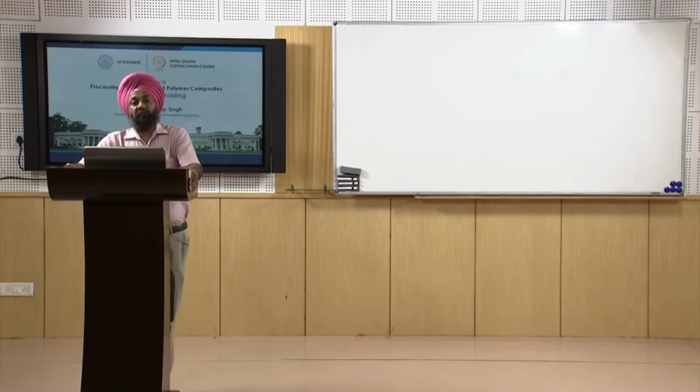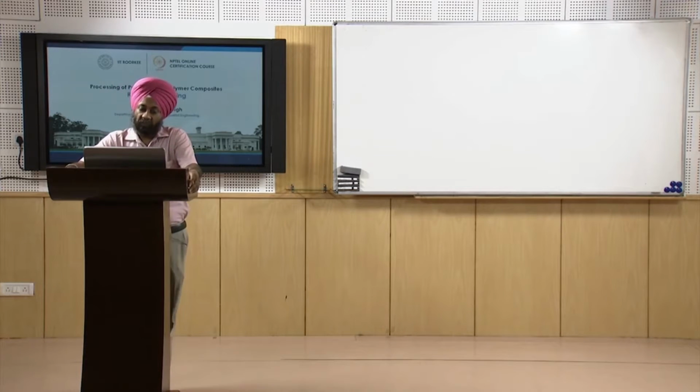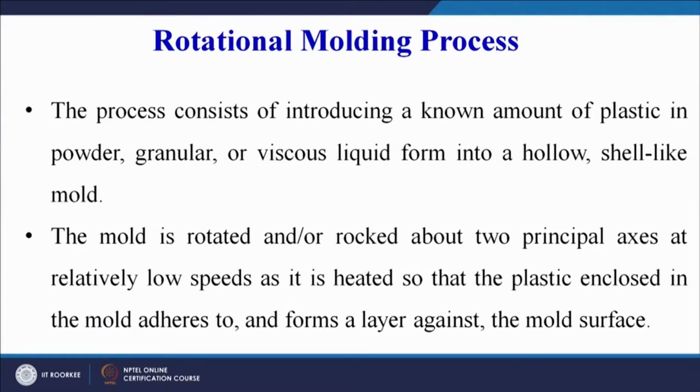Whatever I have tried to explain with the help of a diagram, let us now try to understand with the help of language, and I think once we read these sentences the process will automatically become clear to all the learners. Now the process consists of introducing a known amount of plastic. So first thing we have to remember is that we will input a known amount of material. It cannot be larger than the optimal value, it cannot be lower than the optimal value. Why? Because in both conditions we will get a defective product.